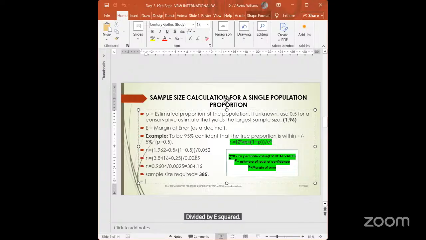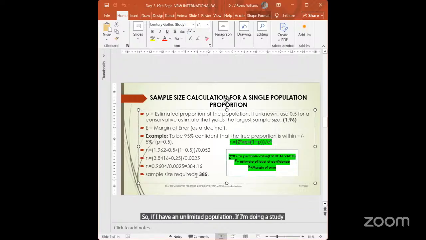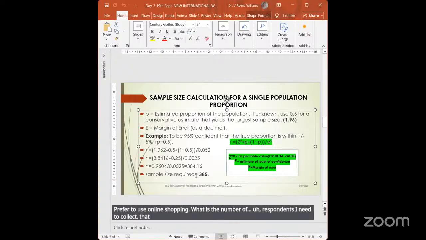square. So what is this E square? That is the margin of error. And when you simplify this, you will get this sample required, that is 385. So if I have an unlimited population, if I'm doing a study in Mysore to identify how many residents of Mysore prefer to use online shopping, what is the number of respondents I need to collect? That is the sample size. It has to be 385.